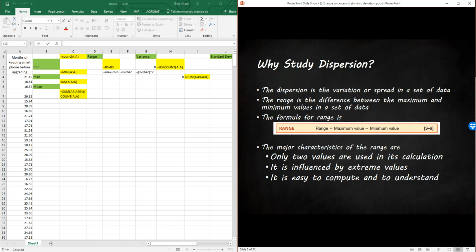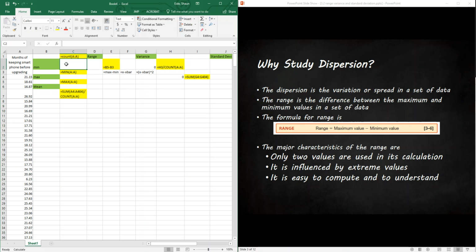The formula for range is range equals maximum value minus minimum value. Over here on the left-hand side, we have the Excel book. We're going to be looking at some data on the months individuals keep smartphones before upgrading. We're going to look at the range, the variance, and the standard deviation of all of this information. Recently a report came out that individuals are keeping their smartphones longer, so I thought, hey, let's take a look at this data.